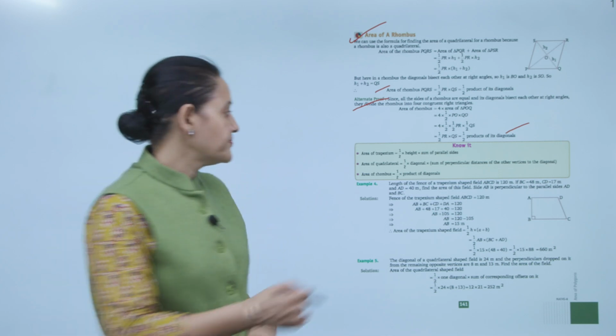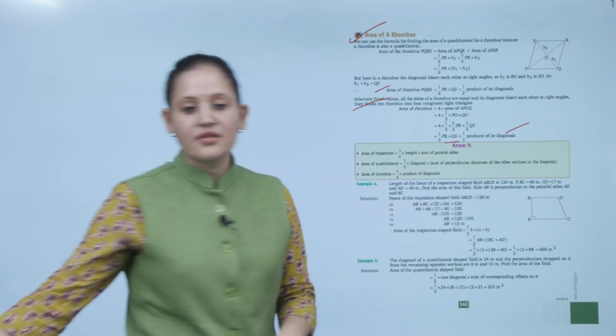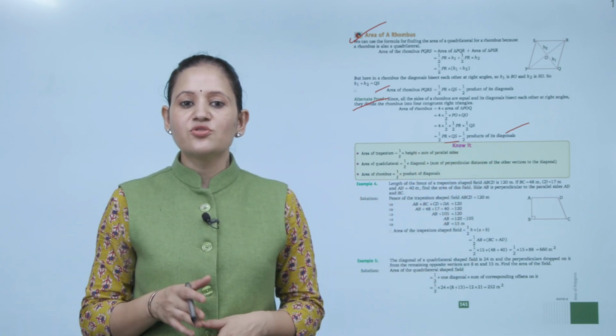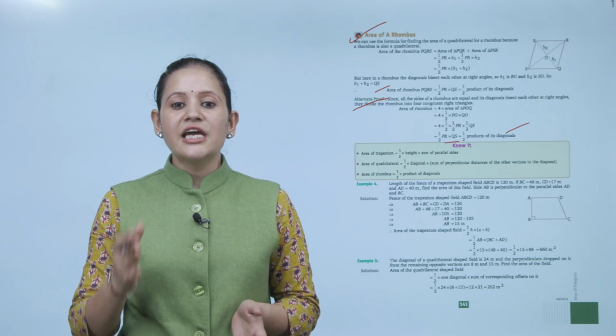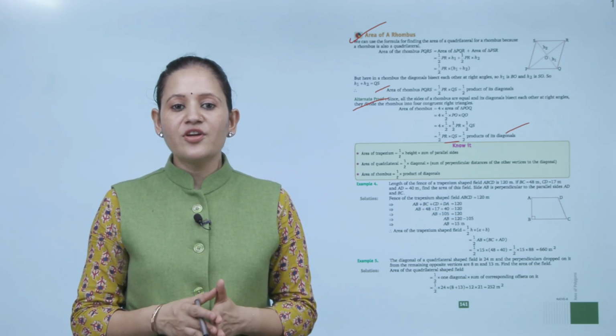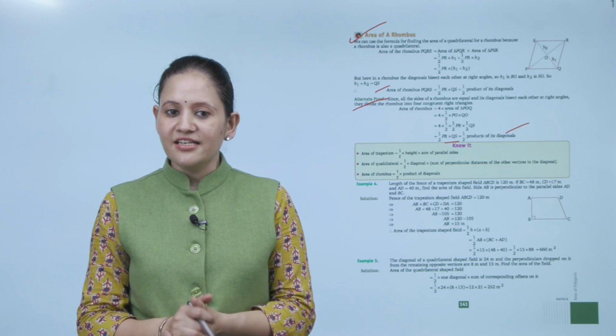Next, know it. Area of trapezium is 1/2 into height into sum of parallel sides. Area of quadrilateral is 1/2 into diagonal into sum of offsets. Area of rhombus is 1/2 product of diagonals.